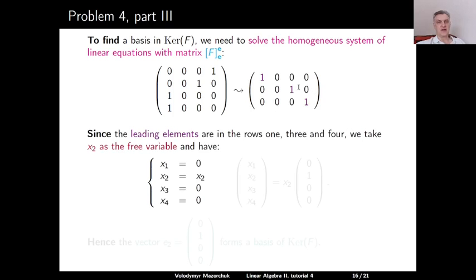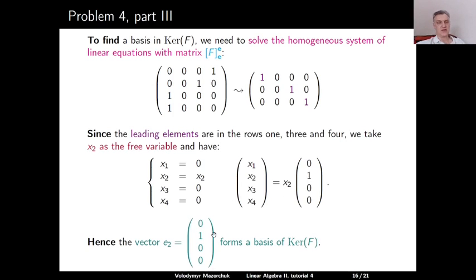The leading elements live in columns 1, 3, and 4. So we can take x2 as a free variable, and from the first row we have x1 is equal to 0. The trivial equation for x2, x2 is equal to x2. From the second row we have x3 is equal to 0, and from the last row we have x4 is equal to 0. In the vector form, x1, x2, x3, x4 is equal to x2 times 0, 1, 0, 0. So this means that the second basis vector e2, the vector 0, 1, 0, 0, forms a basis in the kernel of F.